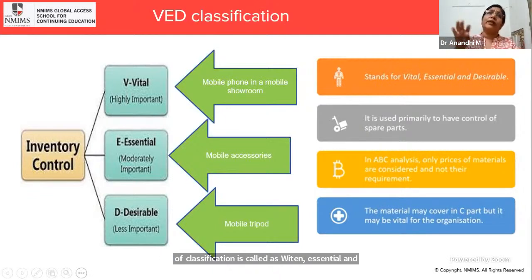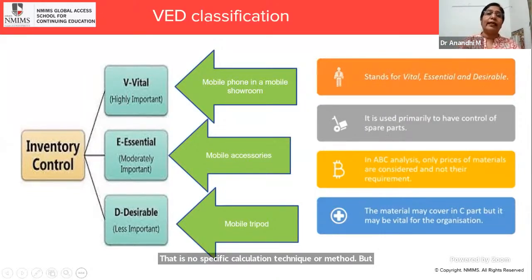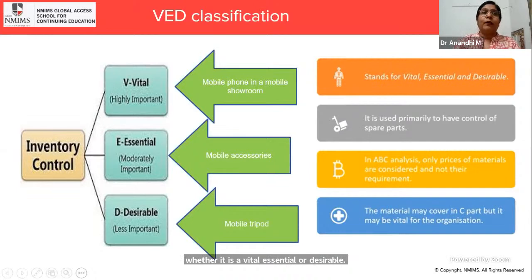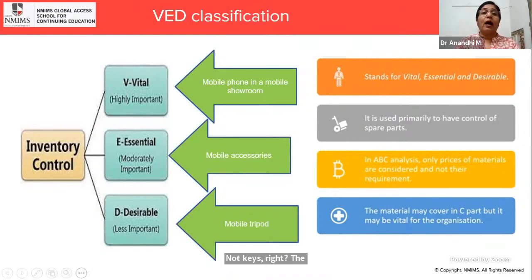There is no specific calculation technique or method. By the product's functionality, it is understood whether it is vital, essential, or desirable. But here the problem is, we did ABC classification for a car manufacturer. And if we are doing the same VED classification for the car manufacturer, you tell me, the car keys, right? The keys with which we open the car. Under which category will they come if we are going to do VED classification?